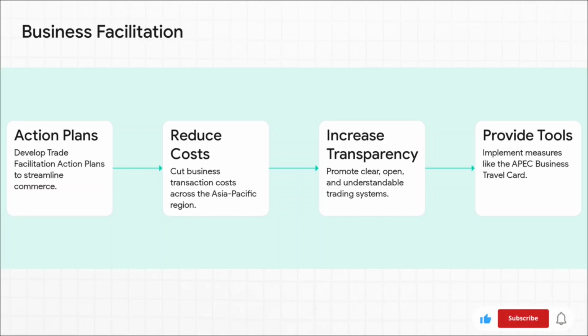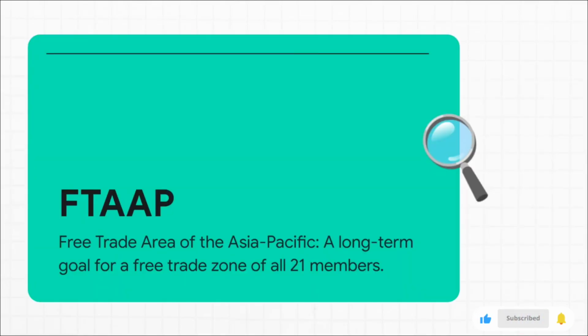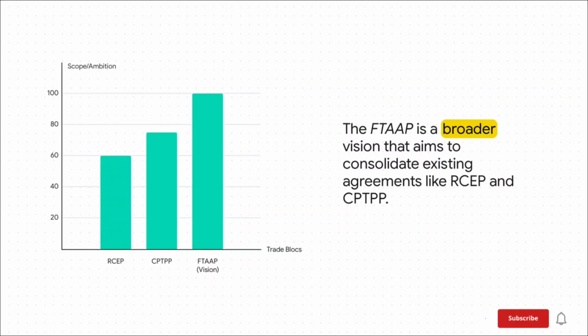Super useful. And here we have it, APEC's ultimate goal, the FTAAP. That's the Free Trade Area of the Asia-Pacific. This is the big, long-term dream, to create one massive free trade zone that covers all 21 members. The whole idea is to get rid of what people call the noodle bowl problem, where you have dozens of confusing, overlapping trade deals.